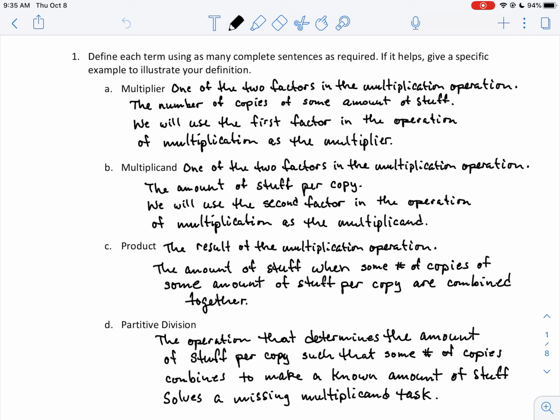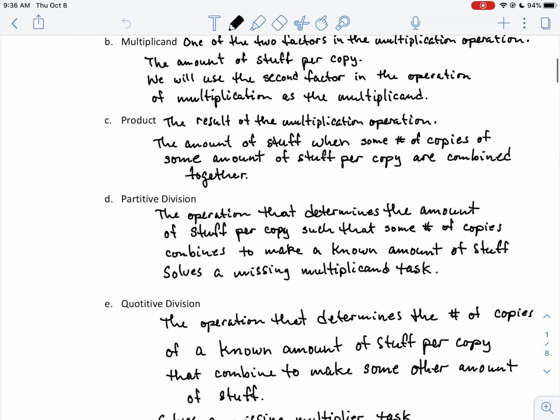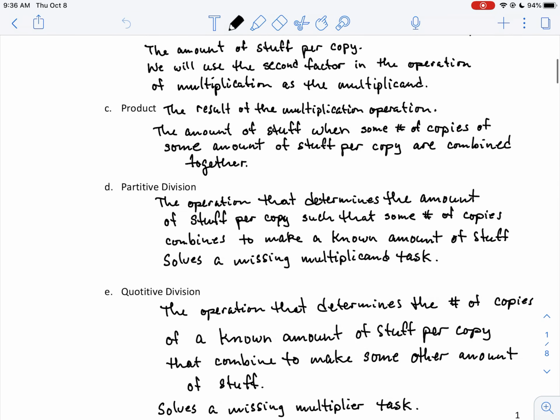The product is the result of the multiplication operation. It's the amount of stuff when some number of copies of some amount of stuff per copy are combined together. Sometimes people will say it's the total amount, but you're going to see down the road that I don't really like calling it the total amount of stuff. When we start multiplying by fractions, the word total starts to feel maybe a little bit off. We'll talk more about that later.